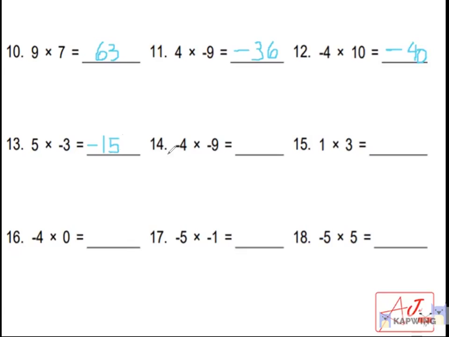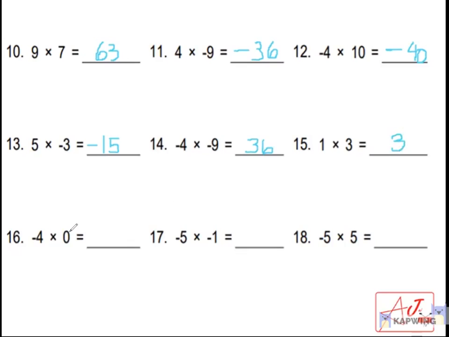For number 14, we have negative 4 times negative 9. Pareha silang negative. So ang answer natin magiging positive. So 9 times 4 ay 36. For number 15, we have 1 times 3. Parehas ulit silang positive. Kaya positive din ang sagot natin. And what's the answer sa 1 times 3? Okay, very good. That's 3.